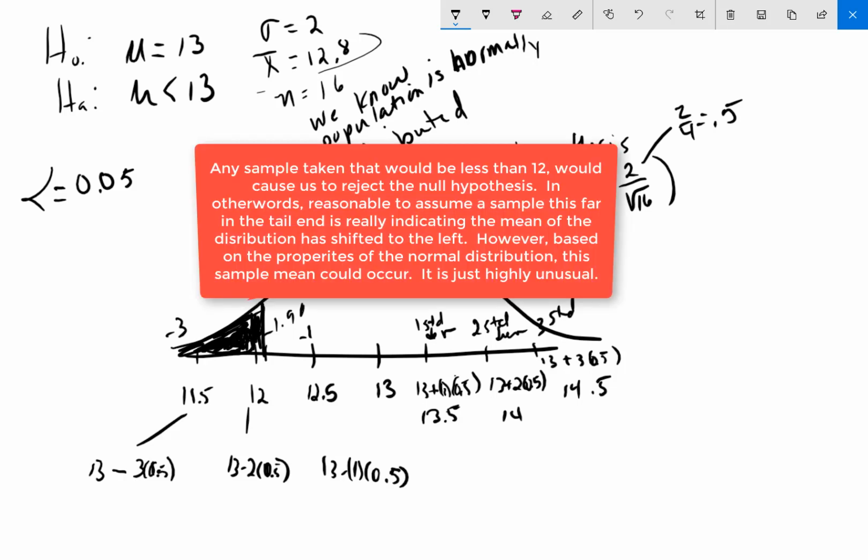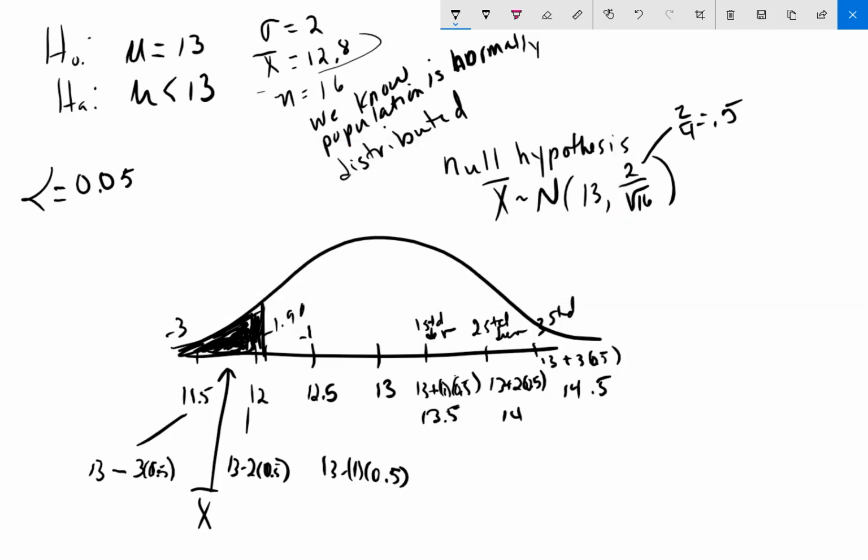In other words, if I got a sample in that blackened area, any sample mean in there, it's really in this distribution, but I'm going to reject the null hypothesis because I'm going to say that's so far out on the tail end, it's unusual. So I could make a mistake about 5% of the time, because really it could belong to this distribution. If I really did have a sample mean out there and I rejected the null hypothesis, I would have made a mistake, right? But my sample mean here is 12.8. My sample mean is right here.